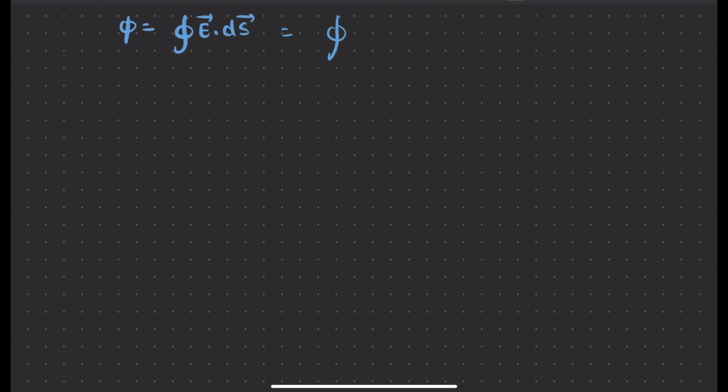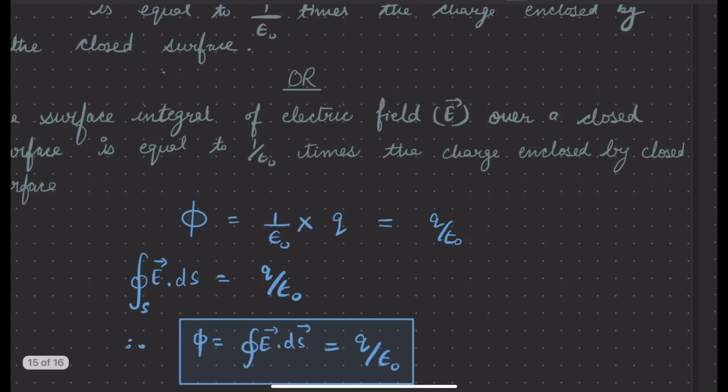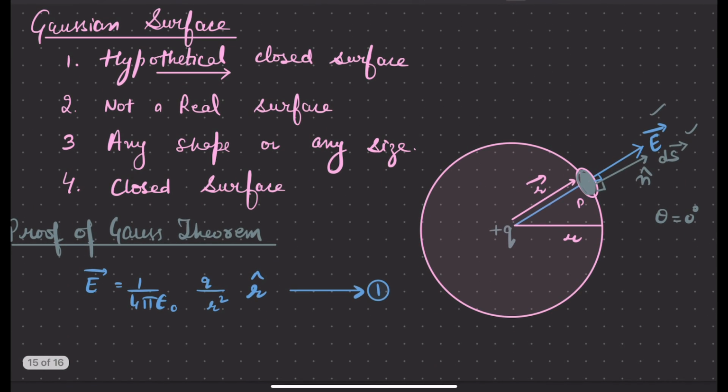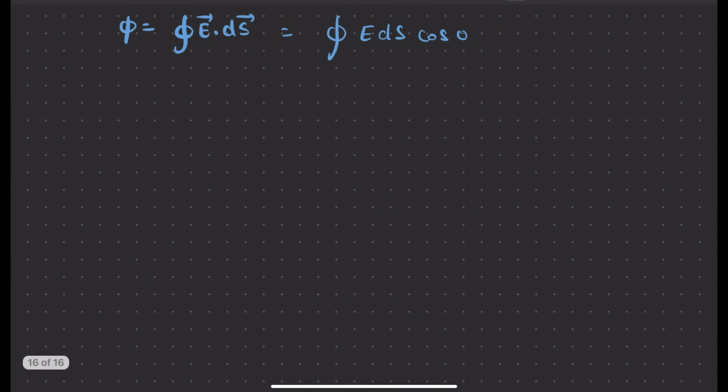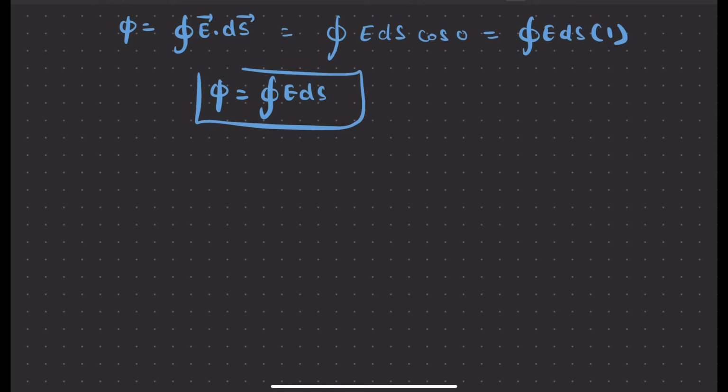vector, I will just solve it as it is, equal to E ds cos 0, because E vector is leaving the surface normally, ds vector is leaving the surface normally, both the vectors are leaving the surface normally. Therefore both these vectors are parallel to each other. Therefore the angle between them is 0 degrees. Therefore we have phi equal to closed integral E ds, because cos 0 is 1. So we have the last expression, phi is equal to closed integral E ds, which is our equation number 2.